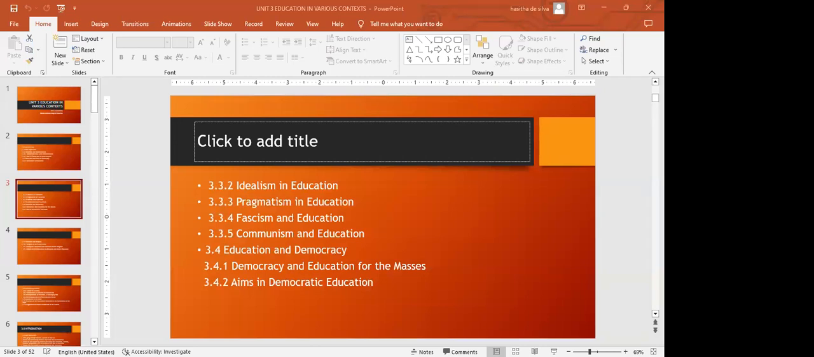Pragmatism, also known as practical philosophy. There were various philosophers or important persons who built this pragmatism: C.B. Pierce, William James, John Dewey, Kilpatrick. Can you tell me the names of the people who helped to build the pragmatism concept? William James, John Dewey, Kilpatrick.